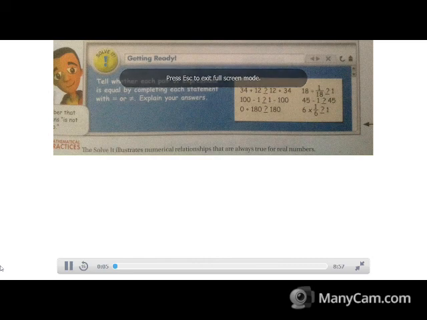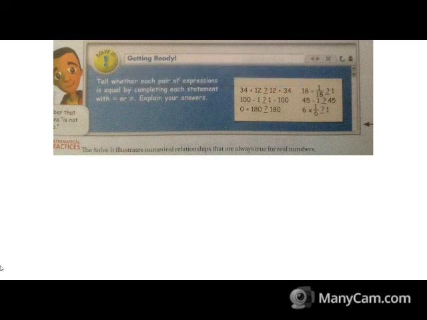So we're looking at the Solve It. Tell whether each pair of expressions is equal by completing each statement with an equals or non-equal sign. Explain your answers. So if you look, is 34 plus 12 the same as 12 plus 34? Similarly, is 100 minus 1 the same as 1 minus 100? So as you think about the Get Ready in 1.4 as we keep on exploring.